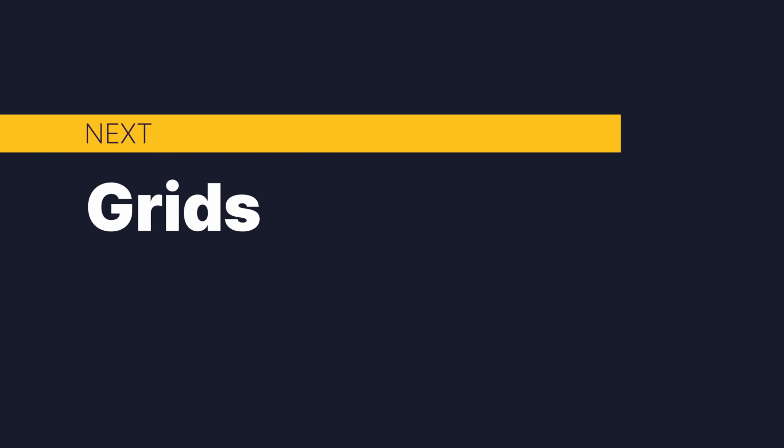So that's the basics of colour and button classes in ACSS. Next, let's move on to grid classes. See you there soon.